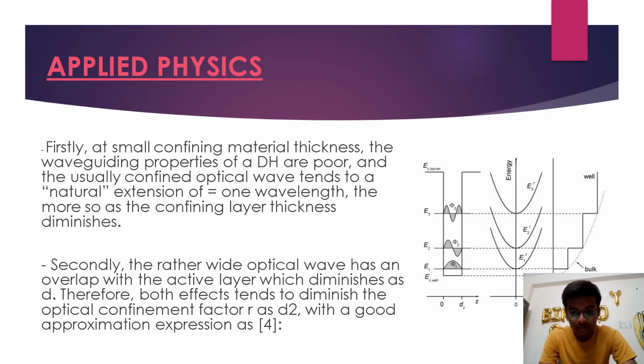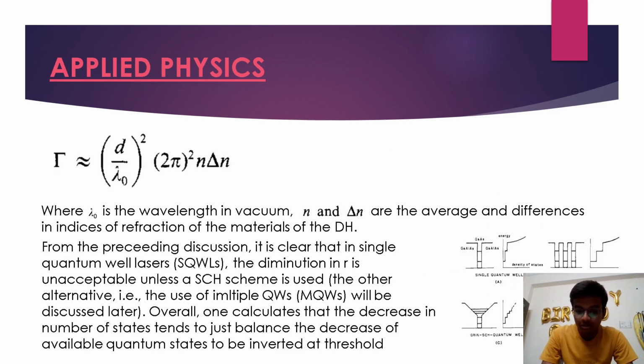The graph shows the differential efficiency of quantum well lasers. Γ is equal to (d by lambda naught) whole squared into (2 pi) whole squared into n into delta n, where lambda naught is the wavelength in vacuum, and n and delta n are the average and difference in indices of refraction of the materials of the DH. From the preceding discussions, it is clear that in single quantum well lasers, the diminution in Γ is unacceptable unless a scheme is used. The other alternative, that is the use of multiple QWs, will be discussed later.